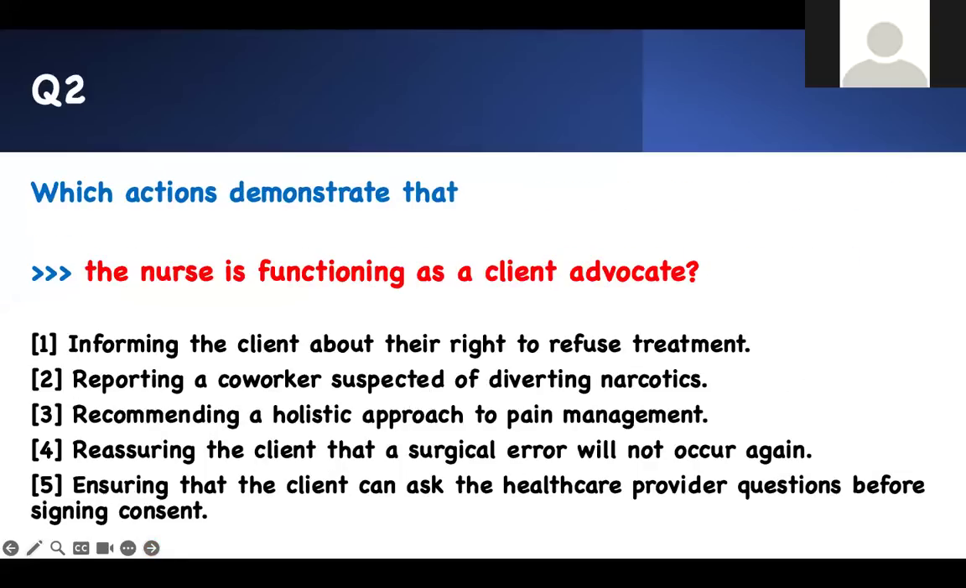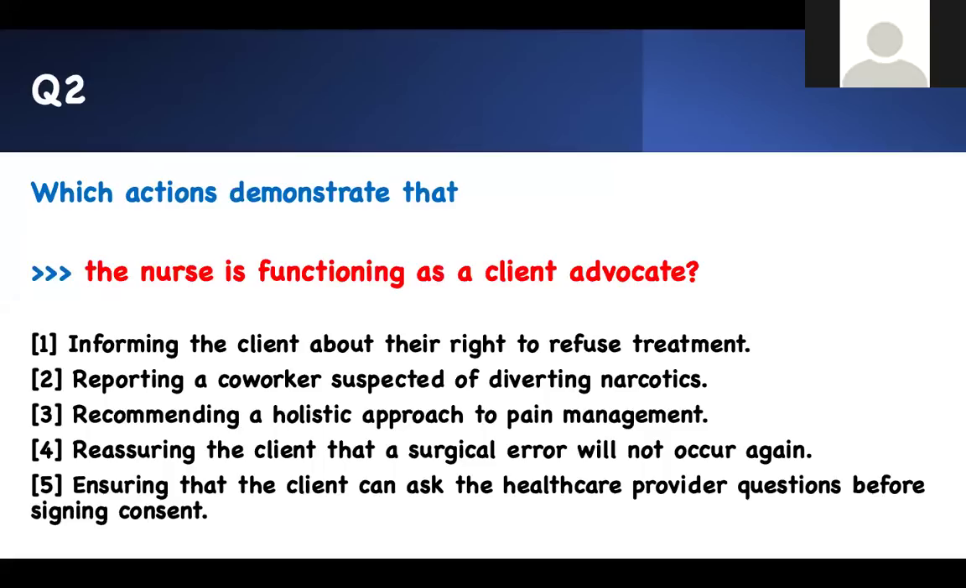Two, a nurse is functioning as a client advocate. So which actions demonstrate a client advocate? An advocate is the one that is going to fight for the client's rights. It's going to fight for client safety. And he has to inform that the patient is aware of any procedures that are done. So informed consent. Just recommending things is not enough. You make sure the patient gets what they need. Their rights and safety are ensured. Informing the client about their right to refuse treatment is advocating. You're advocating for them.